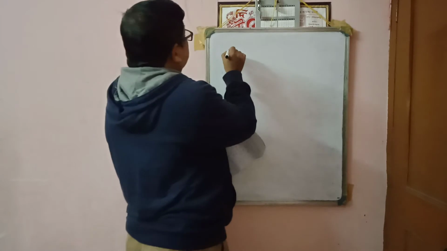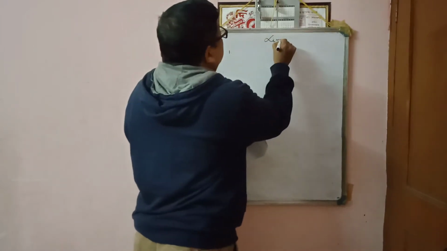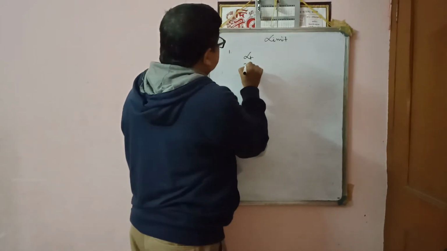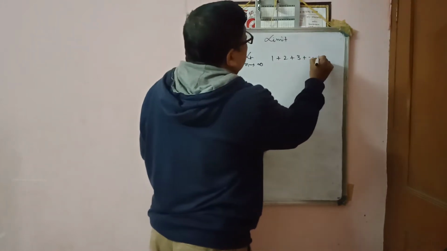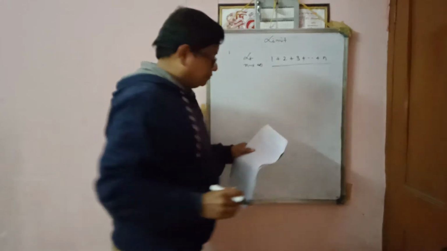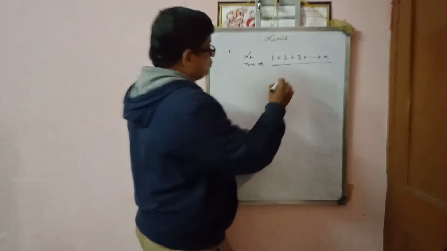Okay, from limit I will do a few extra sums and also a few important sums. So one sum, writing something by infinity. All of you know zero. Yes. So write, suppose, limit n tends to infinity, 1 plus 2 plus 3 up to n by n square.